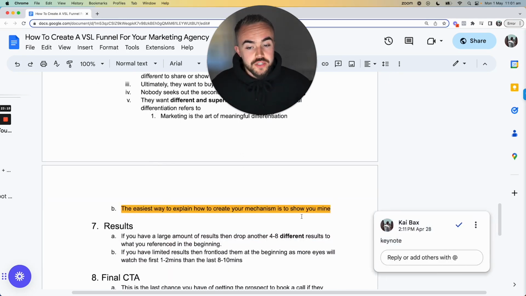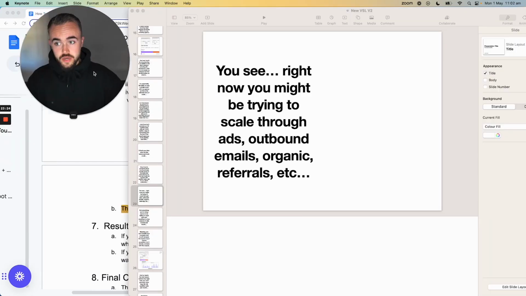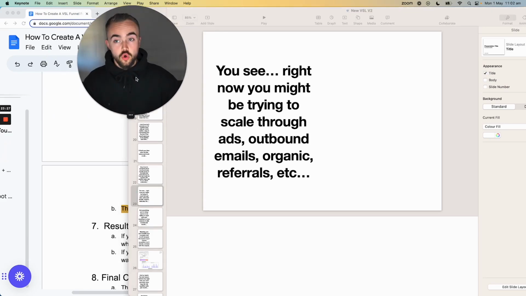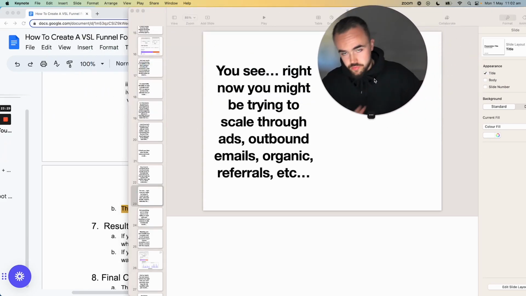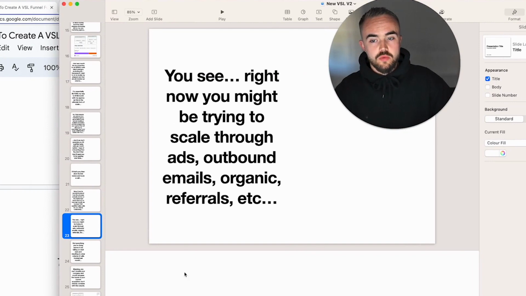So the easiest way to explain how to create your mechanism is to essentially show you what mine is. So let me pull mine up here and I'll show you how I've done this. Okay, so this is my mechanism, okay? And this is actually what I run. This is how we run our ads and all that type of stuff, right? So let me walk through this because it's going to be a lot clearer for you once I go through this.